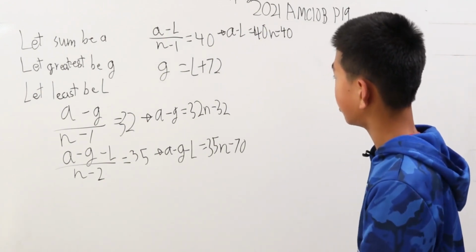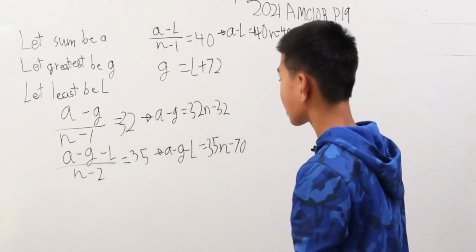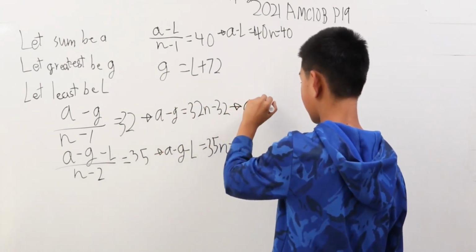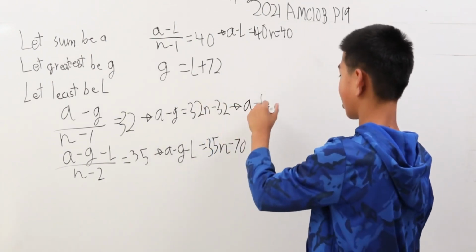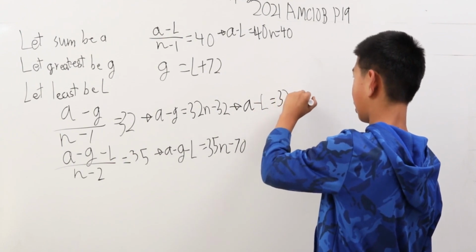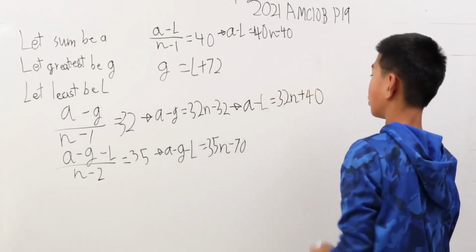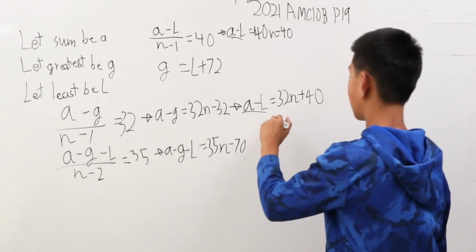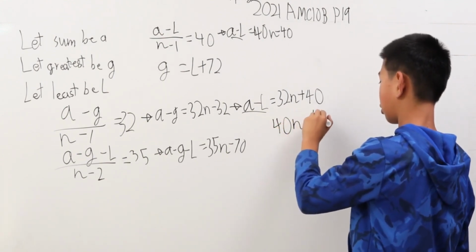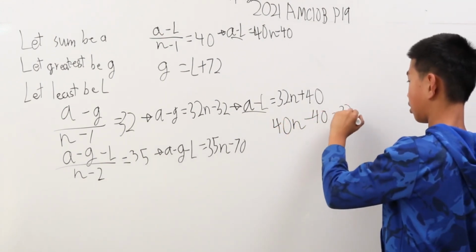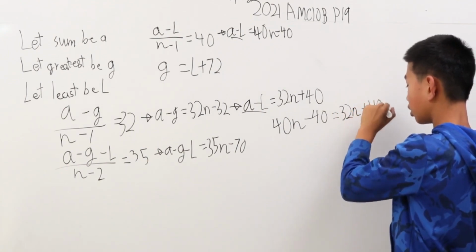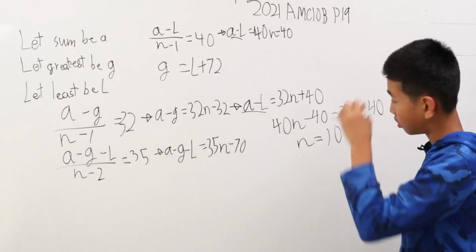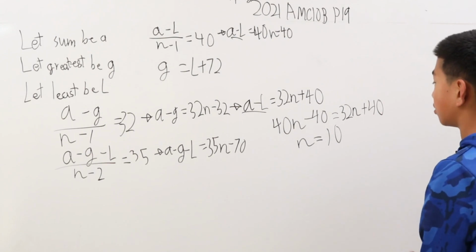Okay, we can actually solve for n because we can use this equation. When we plug in the value for G here, this further becomes A minus L. Then you want to add the 72 to the other side. This is 32n plus 40. Now we have both of these terms in A minus L, so we can set them equal to each other. 40n minus 40 is equal to 32n plus 40. Therefore, we get that n is equal to 10. The number of integers in this set is equal to 10.